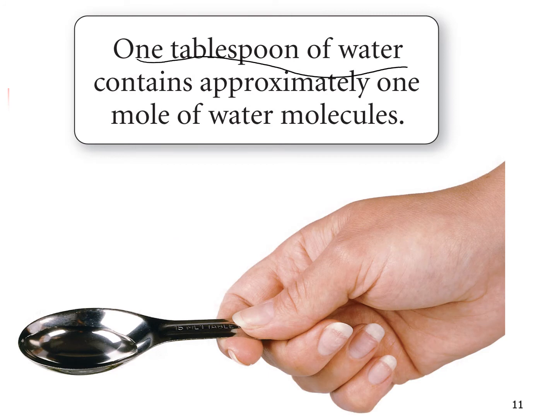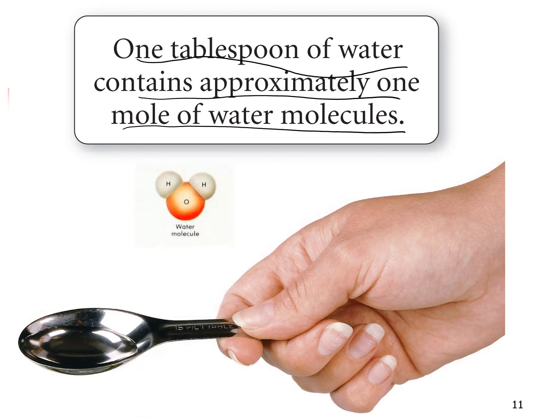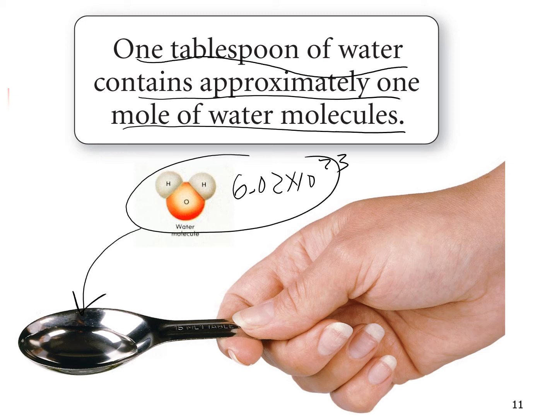1 tablespoon of water contains approximately 1 mole of water molecules. So if I had 1 mole of water, that's the same as 6.02 times 10 to the 23rd water molecules that would be contained in this tablespoon. So in chemistry, mole quantities are very useful because 6.02 times 10 to the 23rd is a very huge number, but quantities of atoms and molecules in moles make it much easier to deal with.